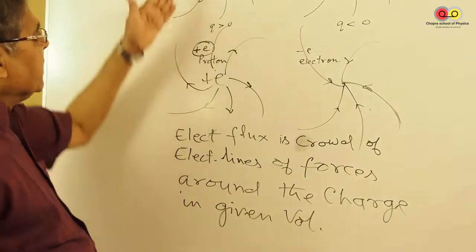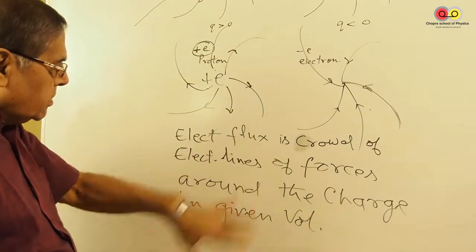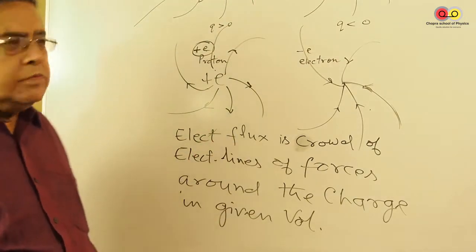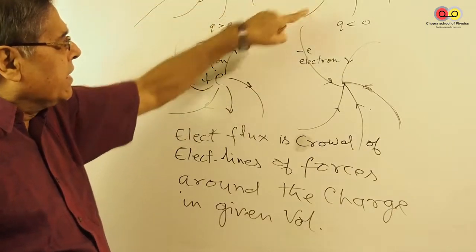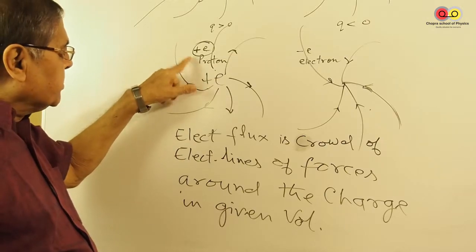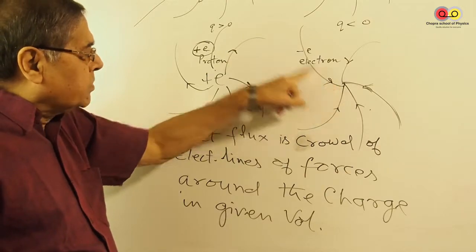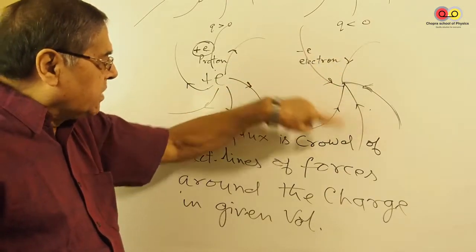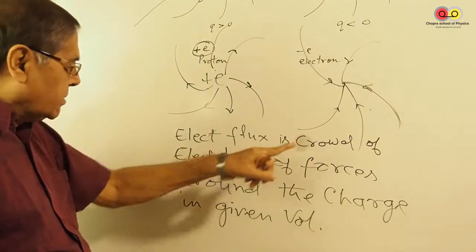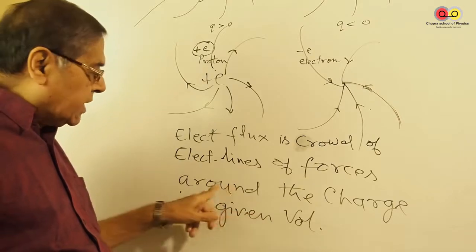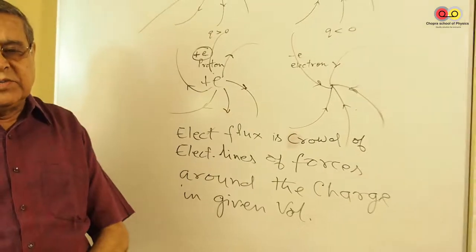So this is how we define these lines of forces. This crowd of the lines of forces is called electric flux. So now you can review: positive charges emit lines of forces, negative charges gain lines of forces. Proton is a positive charge because its tendency is to emit lines of forces, and electron is a negative charge because its tendency is to receive lines of forces. The crowd of lines of forces around a charge in a given volume, that is called electric flux. So I hope this is clear to you what is electric flux.